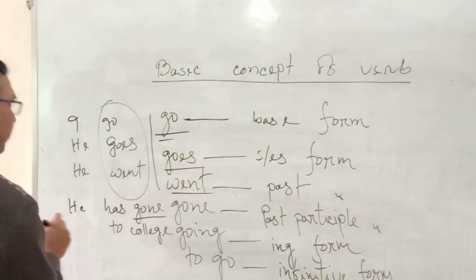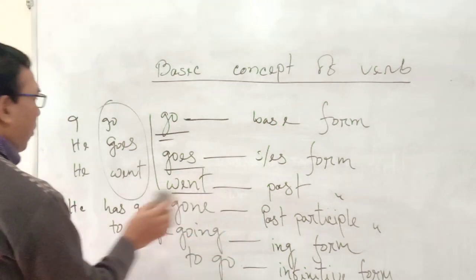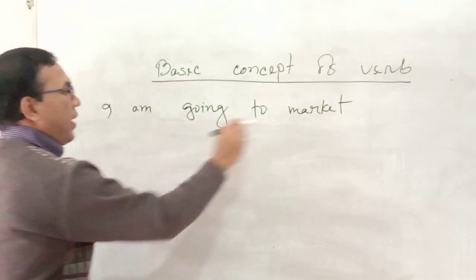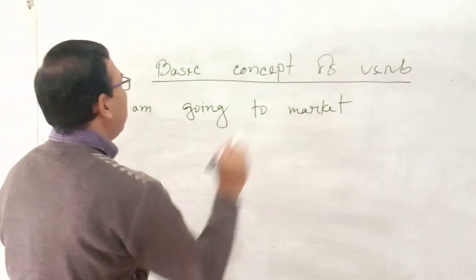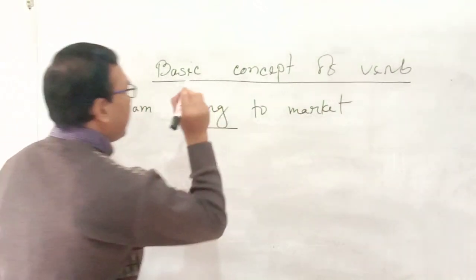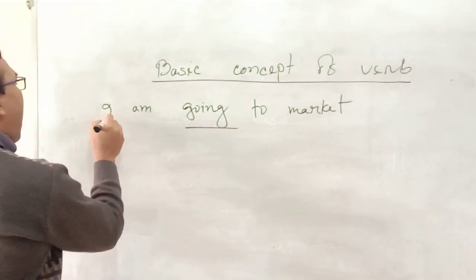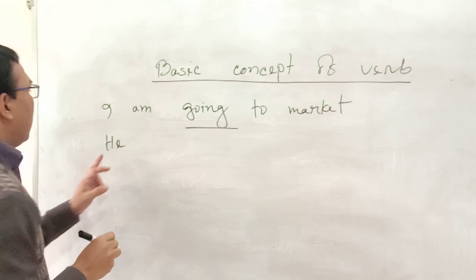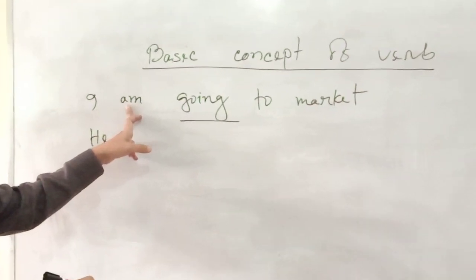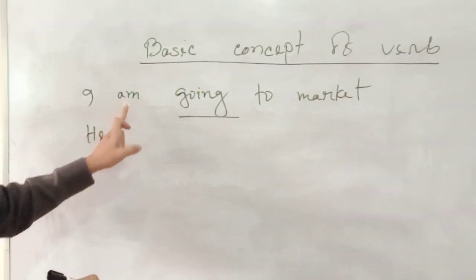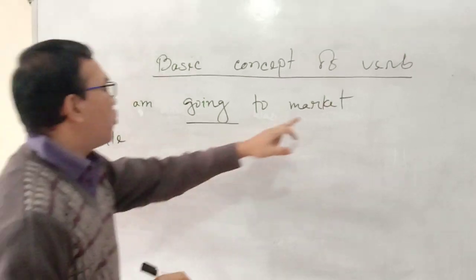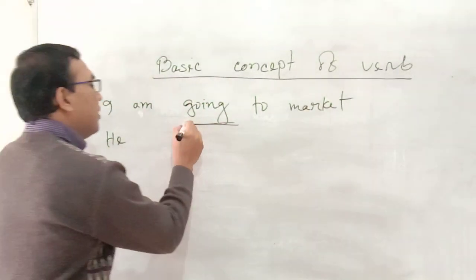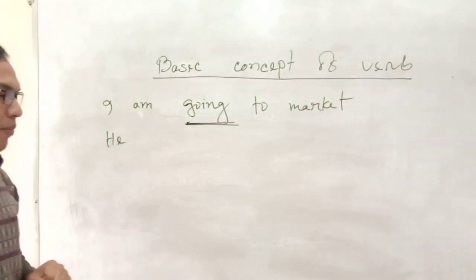Then going. Here you find an example. I am going to market. Here going is the non-finite verb. I may be changed into he, then this verb will be changed. Instead of am, is will be used. He is going to market. But this verb going remains the same. That is, this is a non-finite verb.